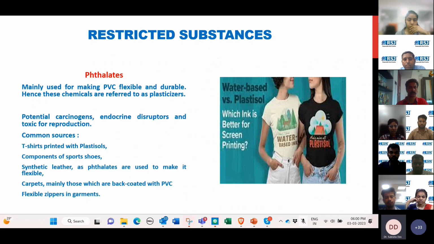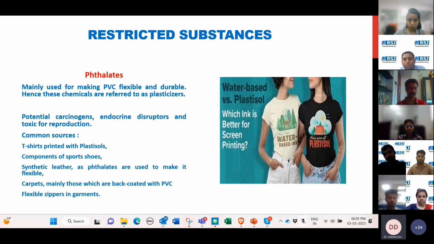So these are the harmful effects of phthalates, and common sources are t-shirts printed with plastisols, sports shoes, synthetic leather, carpets backed with PVC, and flexible zippers in garments. These are not only for children's garments but also for adult garments. Phthalate is very, very essential. Now the question comes, what is the limit? Previously people thought there were 5 or 6 phthalates, so altogether 1000 ppm is the limit. It should not exceed 1000 ppm.